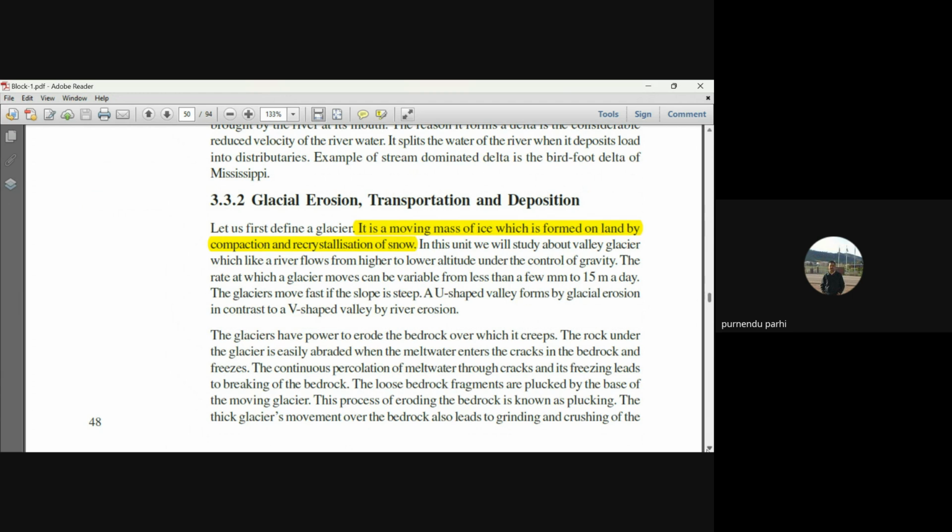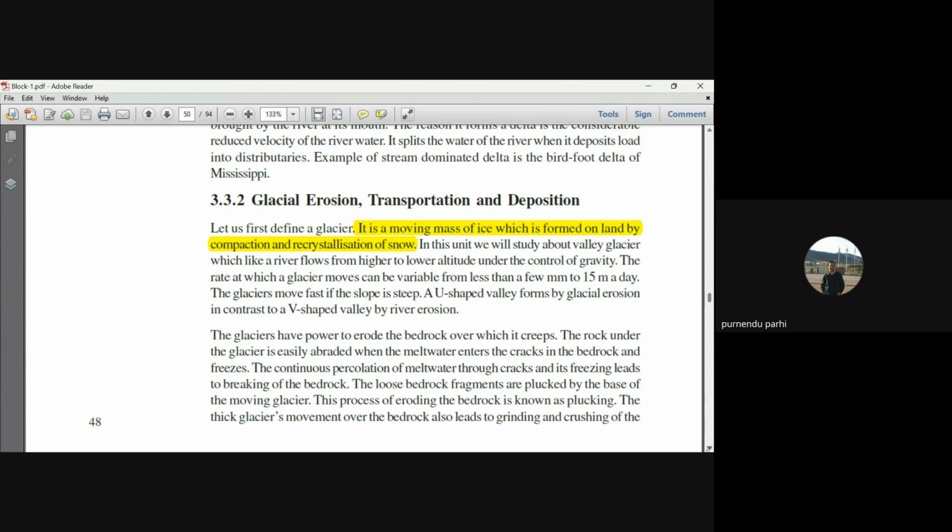Glacial erosion, transportation, and deposition. A glacier is a moving mass of ice which is formed on land by compaction and recrystallization of snow. In this unit, we will study the valley glacier, which, like a river, flows from higher to lower altitude under the control of gravity.